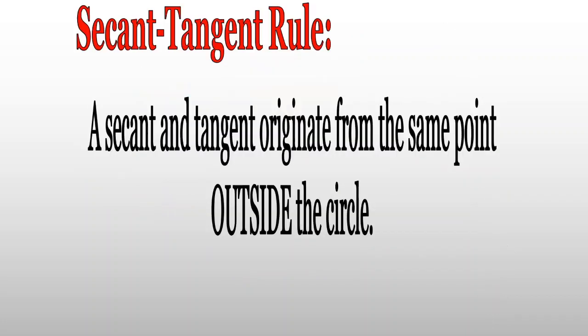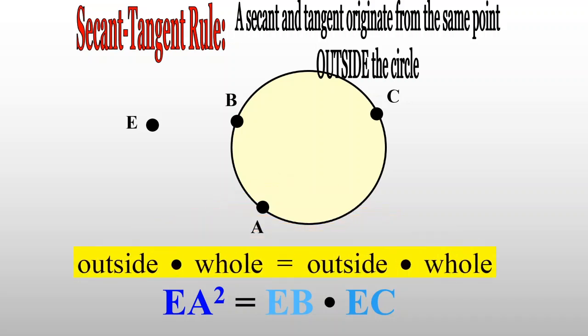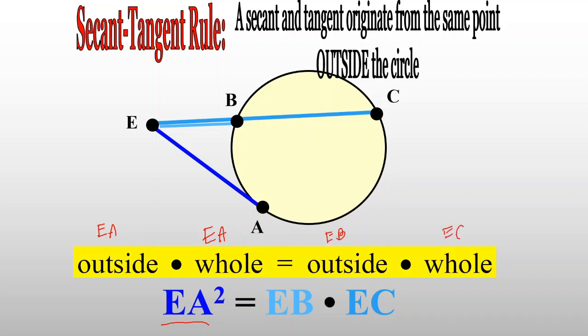So, ating rule dito, sa secant tangent rule. Okay, a secant and tangent originate from the same point outside the circle. Ayan, so, outside times whole equals outside times whole pa rin tayo. Wherein, yung sa tangent line natin or tangent segment, yung outside niya, yun na rin ang kanyang whole. Okay? Ito. So, dito sa tangent natin, yung outside niya ay EA, yun na rin ang kanyang whole, yung EA. Kaya yan naging EA squared, kasi EA times EA is EA squared. Then, sa ating second segment naman, yung outside ay EB at ang kanyang whole ay EC. Okay? So, EB at EC.